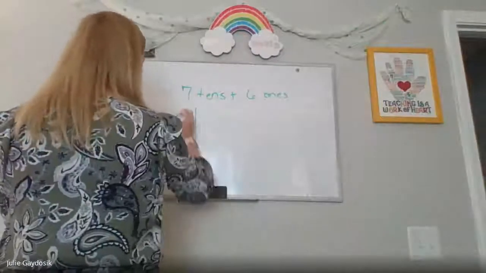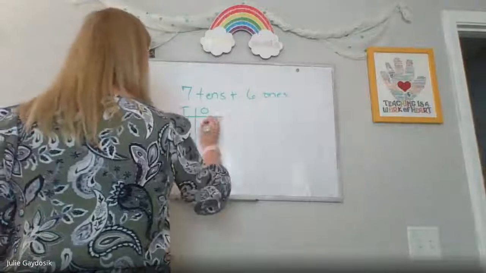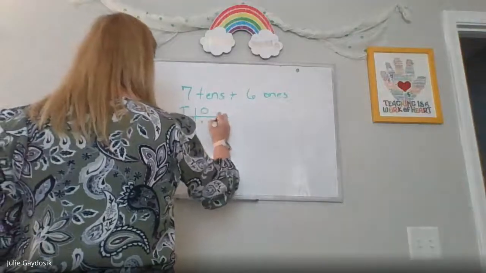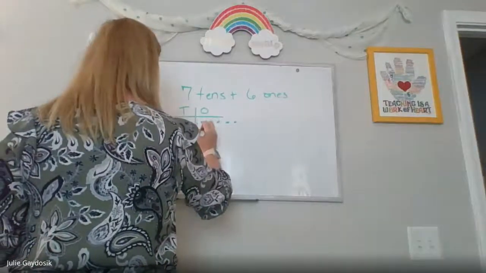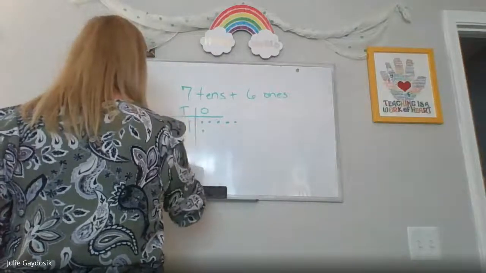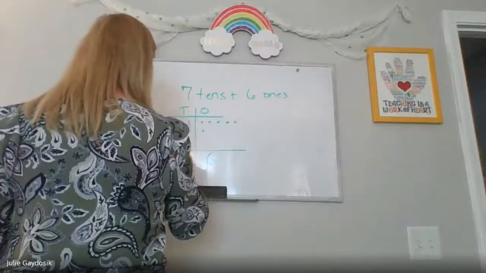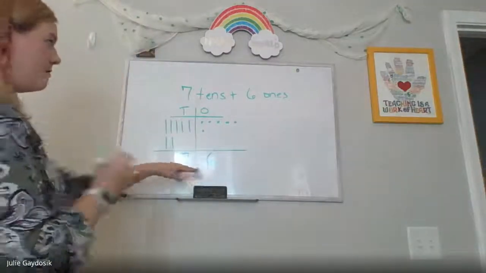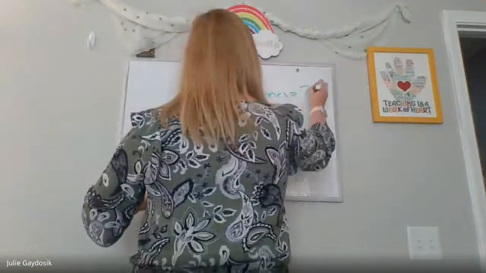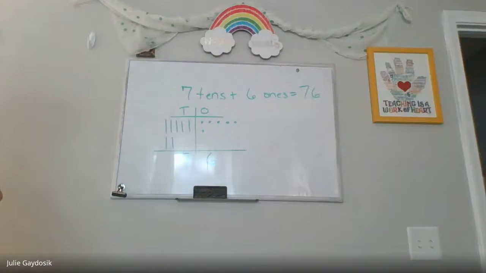So like for here, for example, and this is just a little intro. If I had 6 ones, I'm going to draw out 6 ones. 1, 2, 3, 4, 5, 6. 7 tens. 1, 2, 3, 4, 5, 6, 7. Then you would count them, 6 and 7. So my number right here is 76. So we're going to talk about all of that stuff next week.